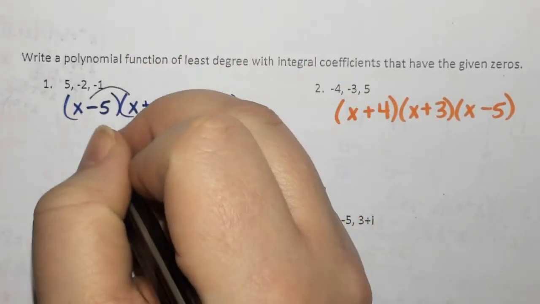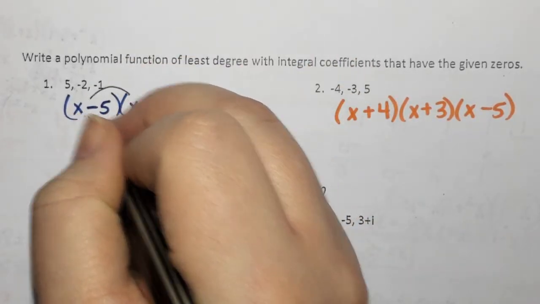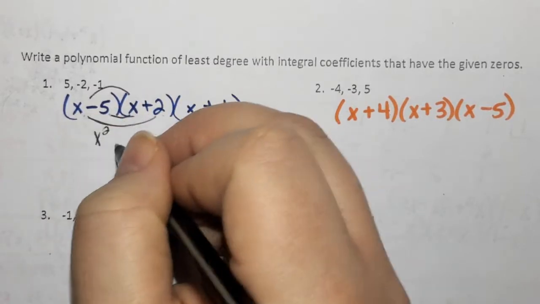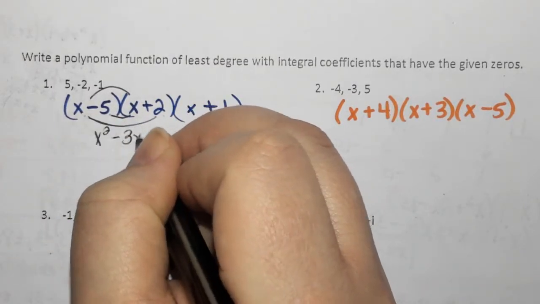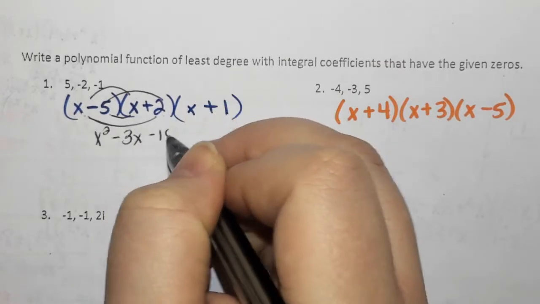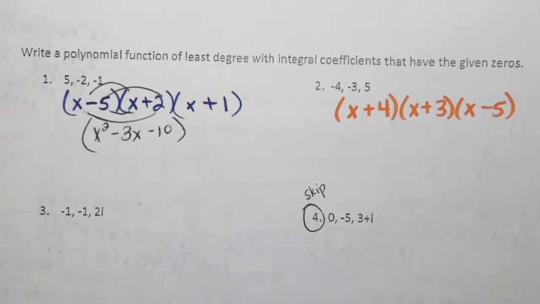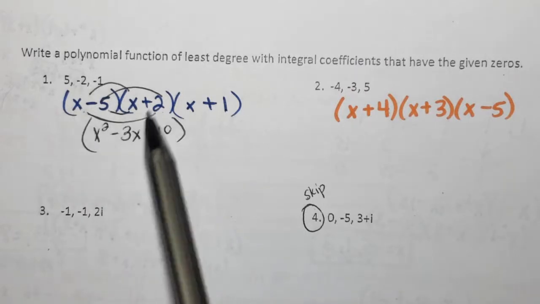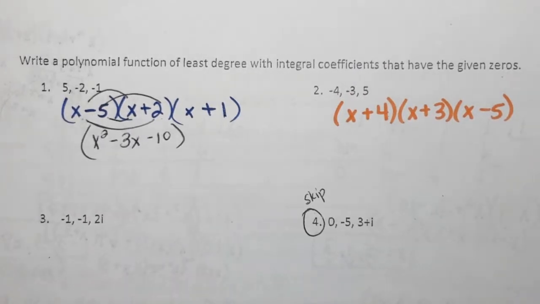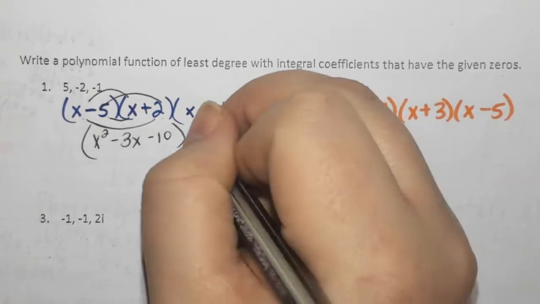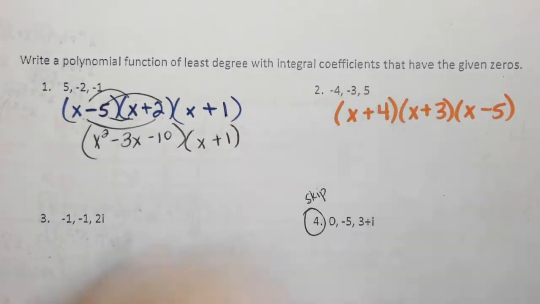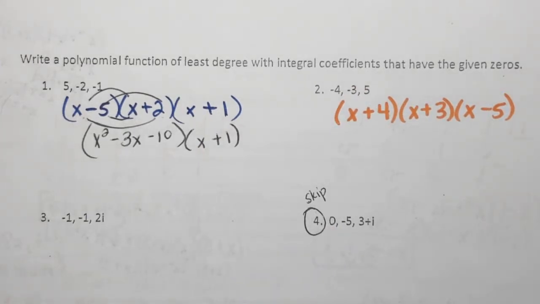Okay, so if we FOIL really fast, x squared plus 2x minus 5x plus 2 minus 5 gives me a minus 3x minus 10. Again, I combine the outer and inner in my head. Plus 2 minus 5 gave me a minus 3. If you want to write it out, you can. And then I've got my x plus 1. We're getting close, but we're not quite there. What do I do next?